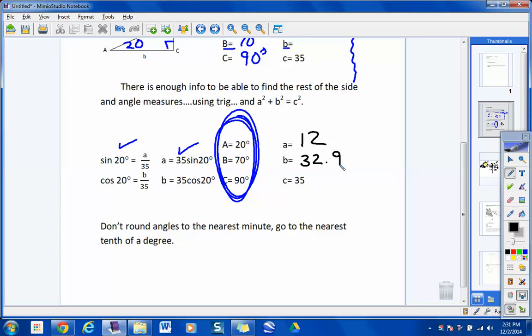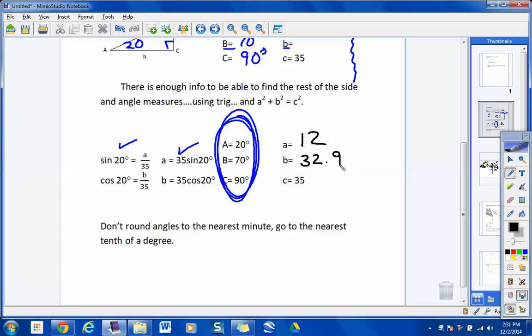35. Okay. So again, it says don't round angles to the nearest minute. Just go to the nearest tenth of a degree. I'm fine with that. If you go two places, that's fine. Understand, I'm more worried about how you found it instead of being exact most of the time, unless on a quiz or test I tell you that. But understand that nearest tenth will be good enough.